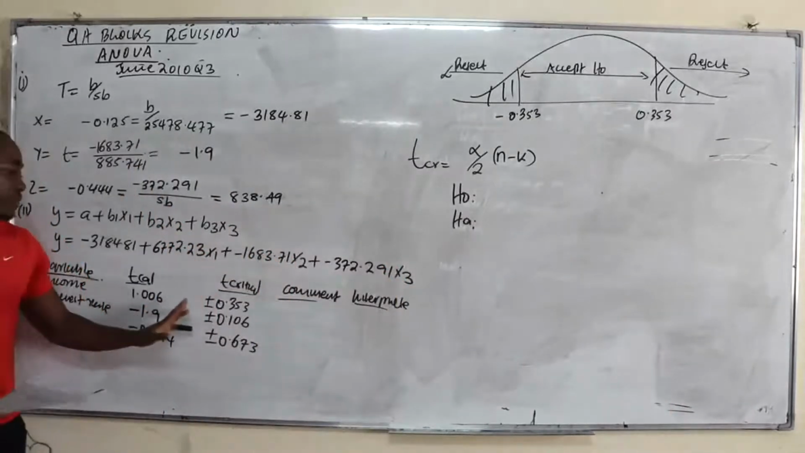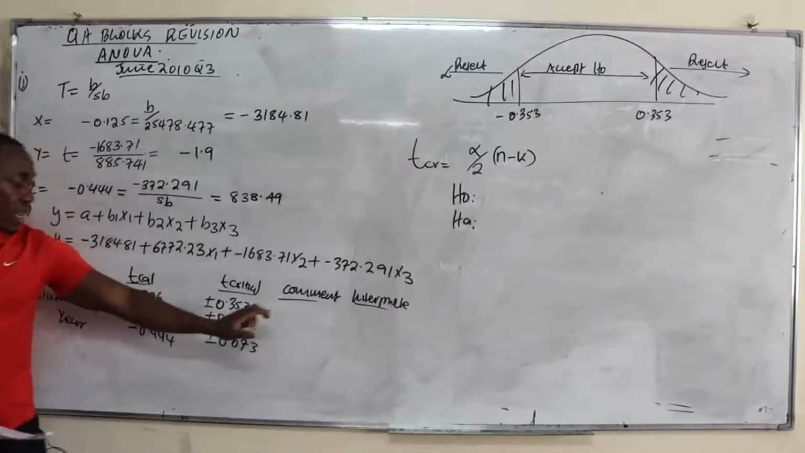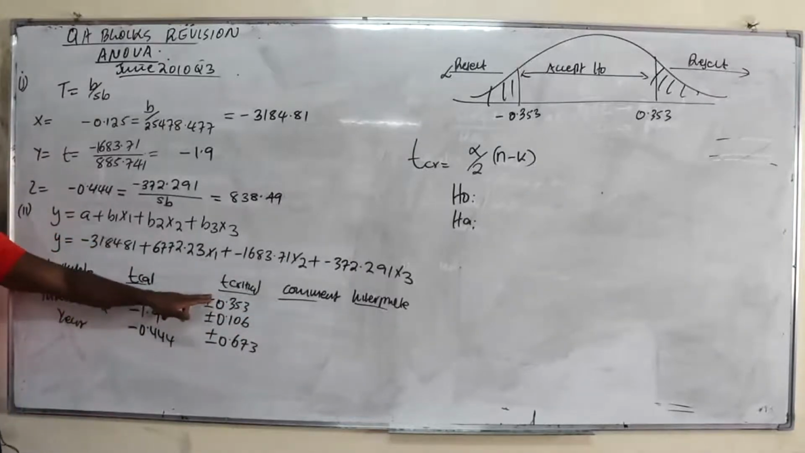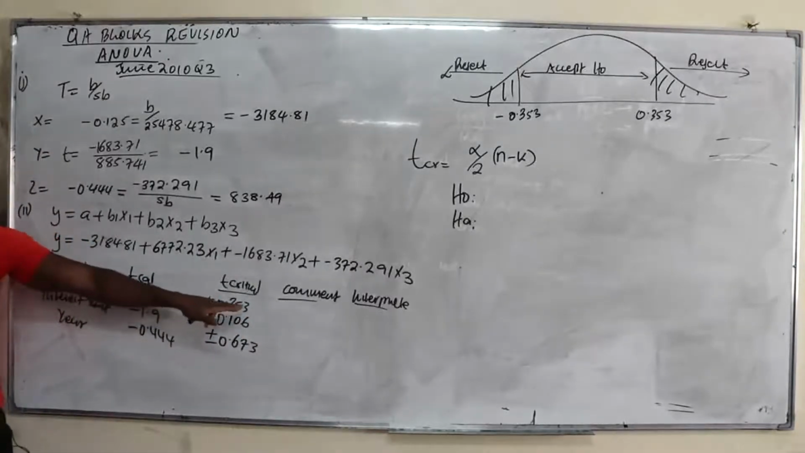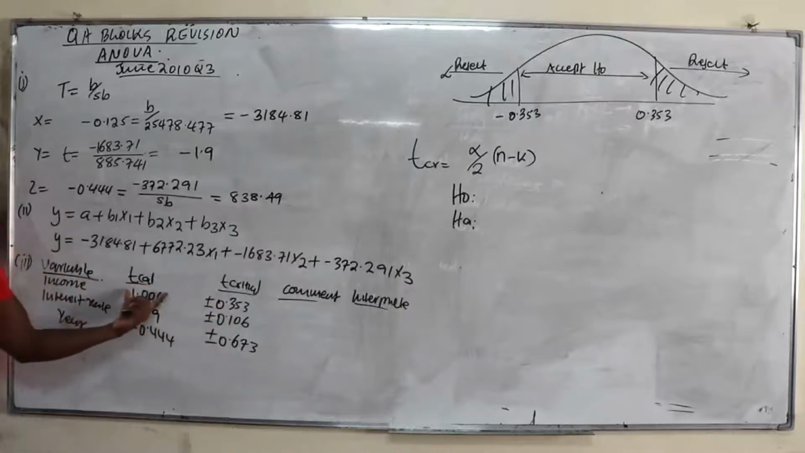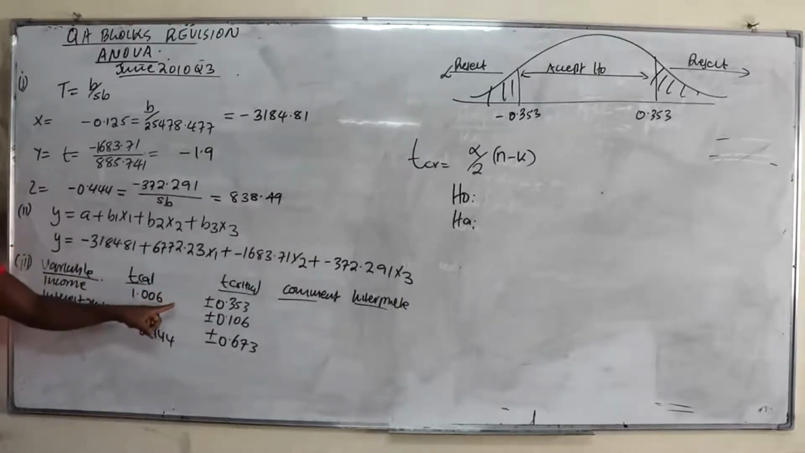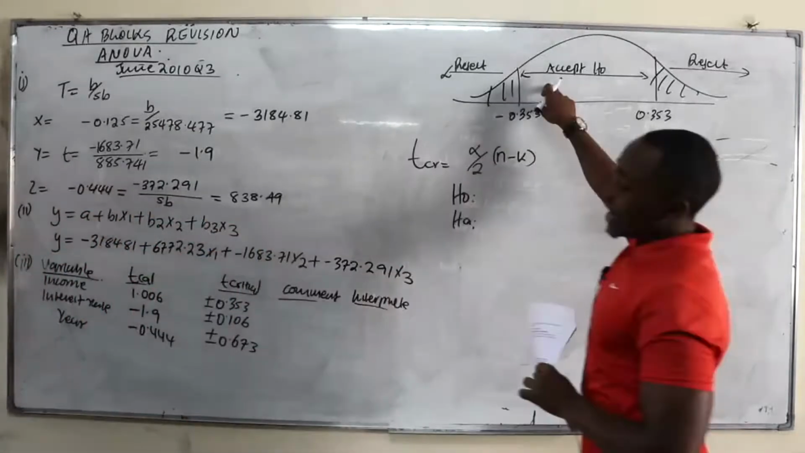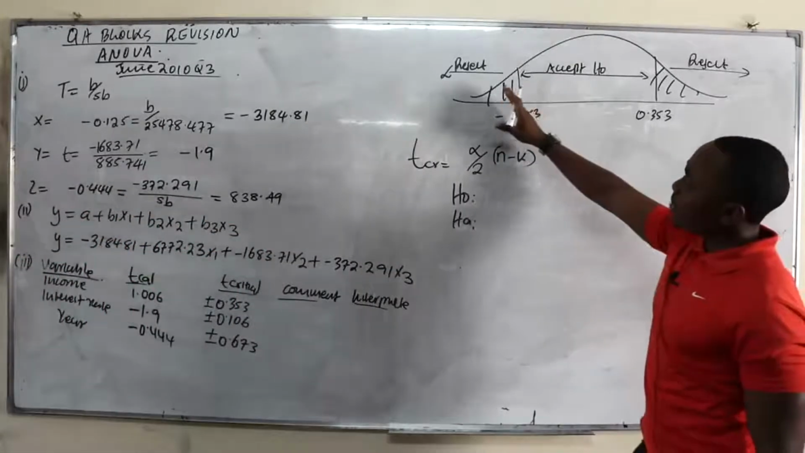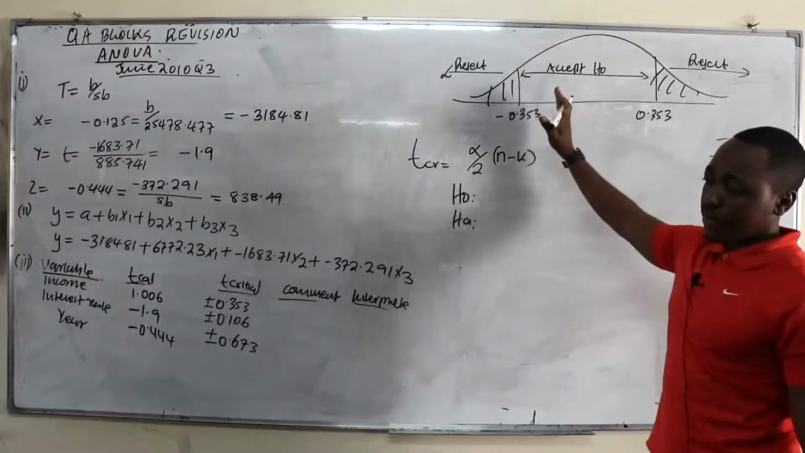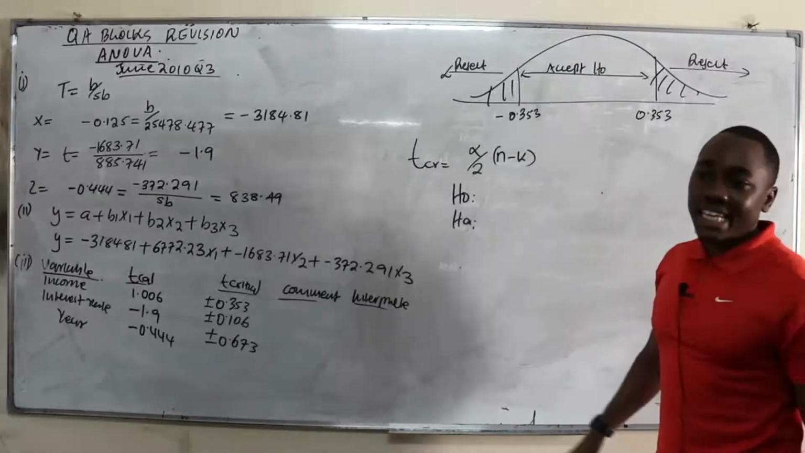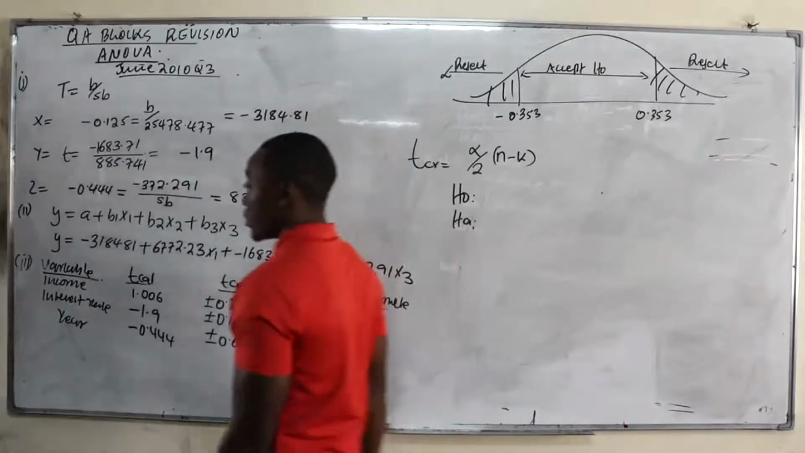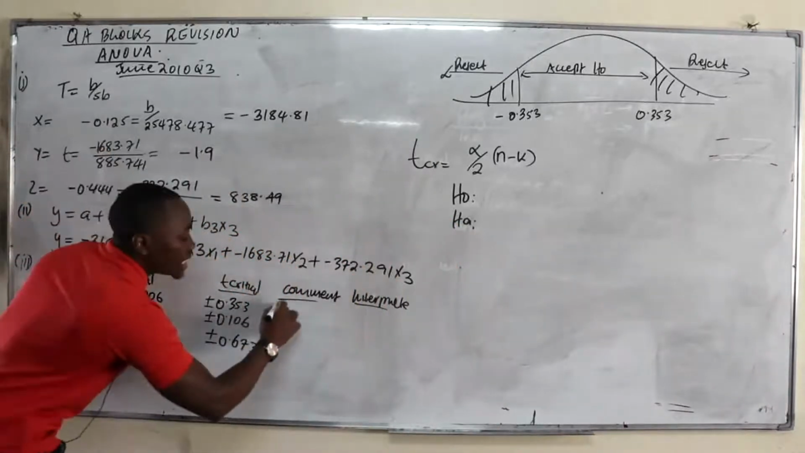Now let's comment here. Our T critical is positive or negative 0.353, but our T calculated is 1.006. Does it fall in between, in the acceptance region, or in the rejection region? So that means we reject.